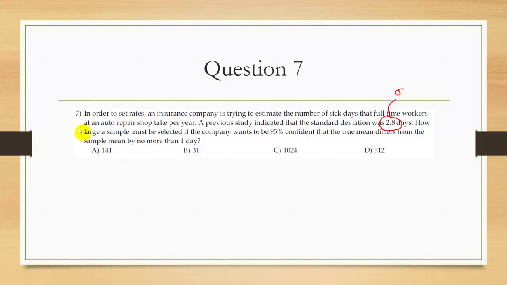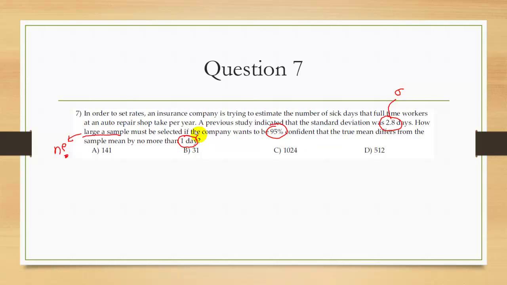How large of a sample do we need? We don't know n, we want to know it. This is asking us what's the minimum sample size. How large of a sample must be selected if they want to be 95% confident that the true mean differs from the sample mean by no more than 1 day?